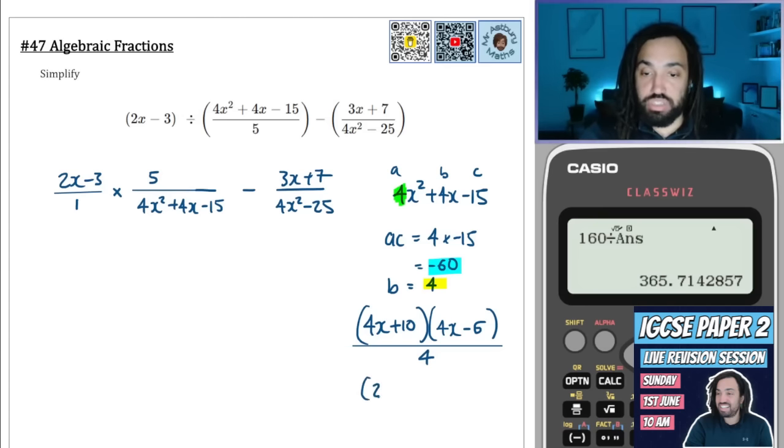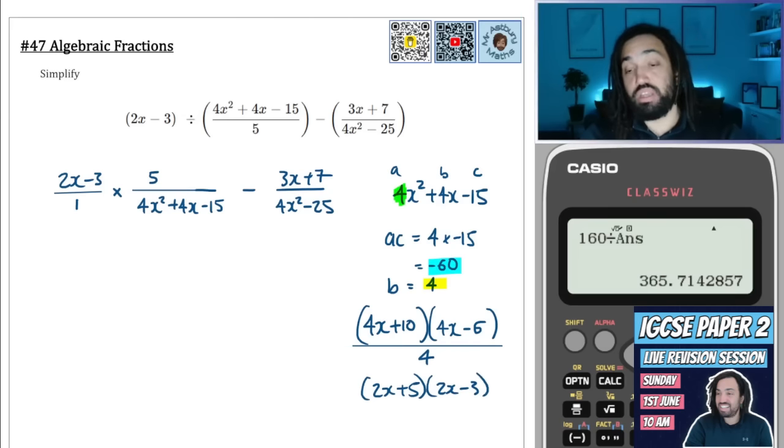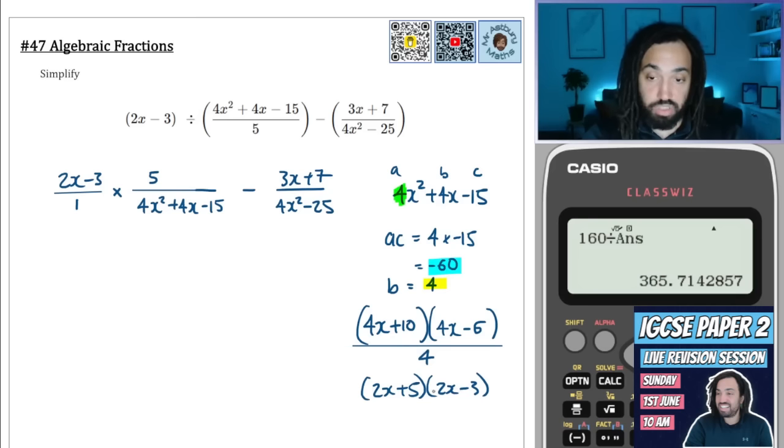So dividing them by 2 gives me 2x plus 5, and divide this one by 2 gives me 2x minus 3. Sorry. And we've divided through by 4 because we've divided each of them by 2. So overall we've divided by 4. Perfect. So that's the factorised form.